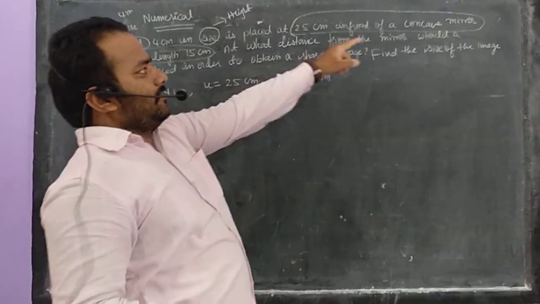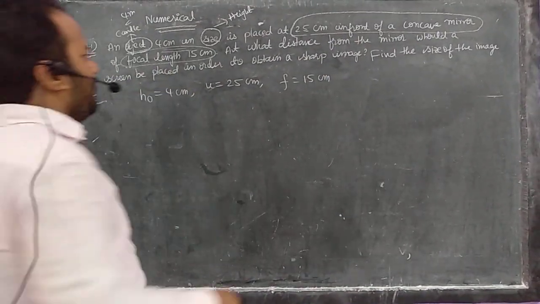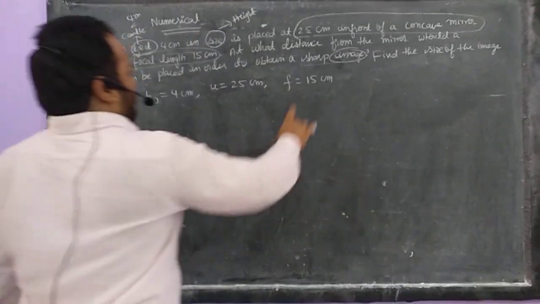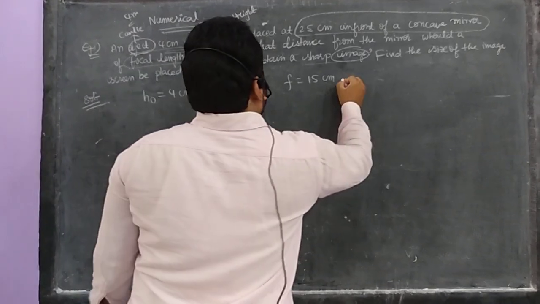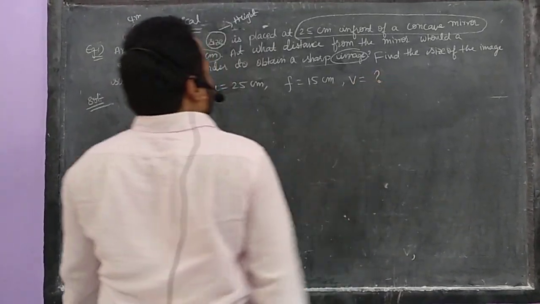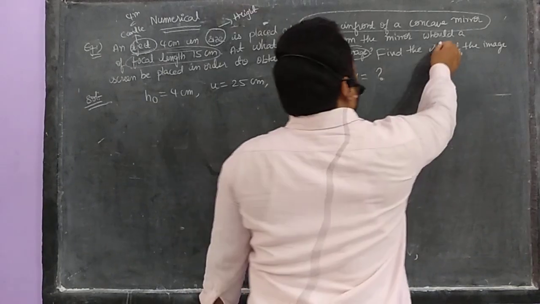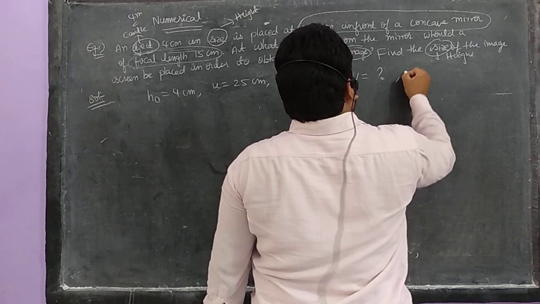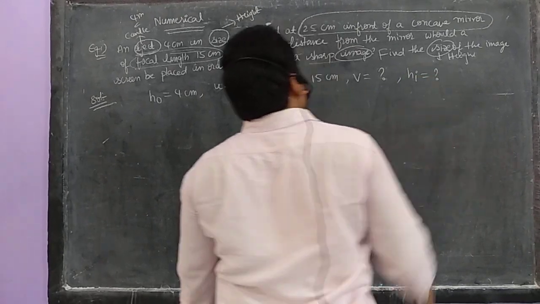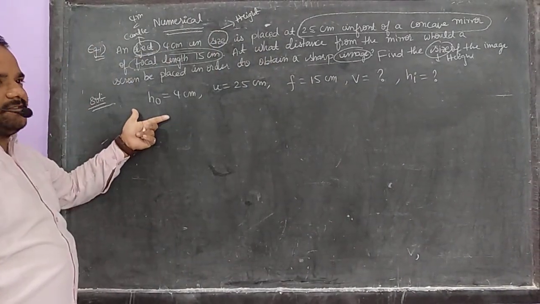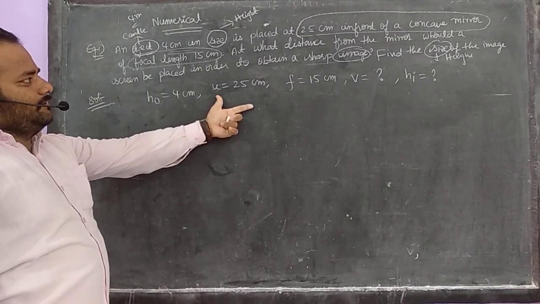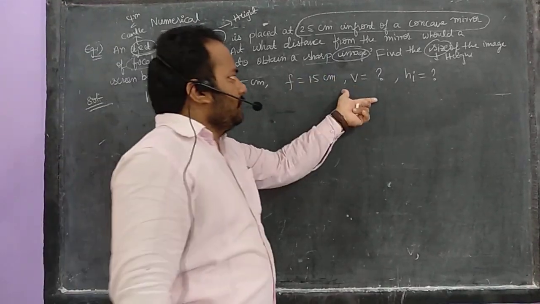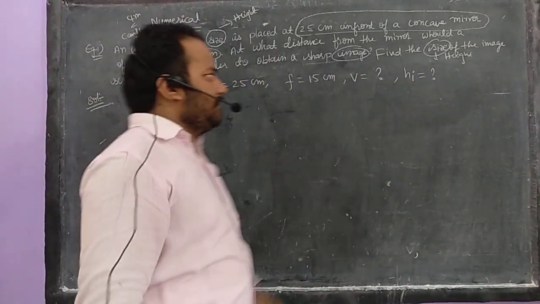At what distance from the mirror would a screen be placed in order to get a sharp image? That means image distance, so V is equal to question mark. And last, find the size of the image, which is the height of the image, so HI is equal to question mark. See carefully: height of the object is 4 centimeter, object distance 25 centimeter, focal length 15 centimeter. We don't know the image distance or the height of the image.